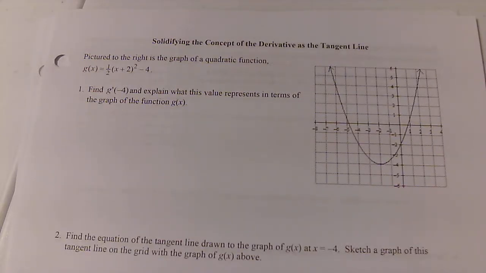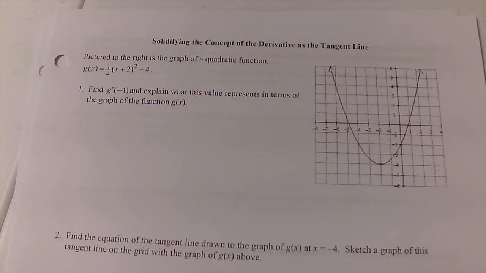I really want to make sure that you understand the concept of the derivative as the tangent line. Like, really get this idea. So we have a quadratic function on the right, g of x. So our first step is to find g prime of -4 and explain what this value represents in terms of the graph of the function.